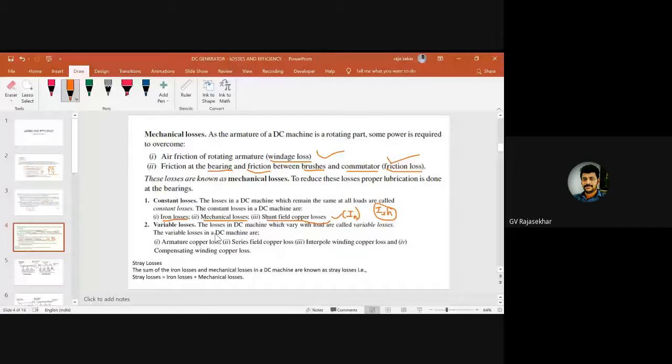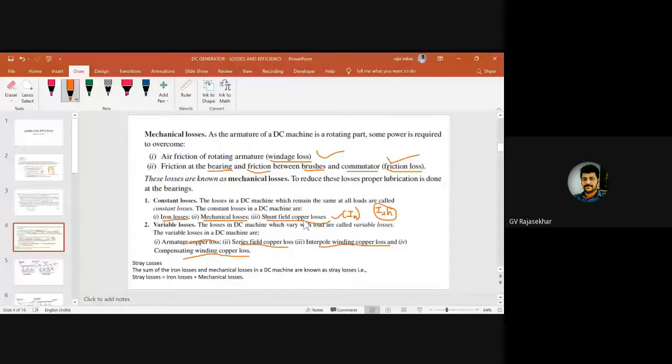Armature copper loss, series field copper loss, interpole winding copper loss, and compensating winding copper loss. All the copper losses except shunt field copper loss are variable losses.